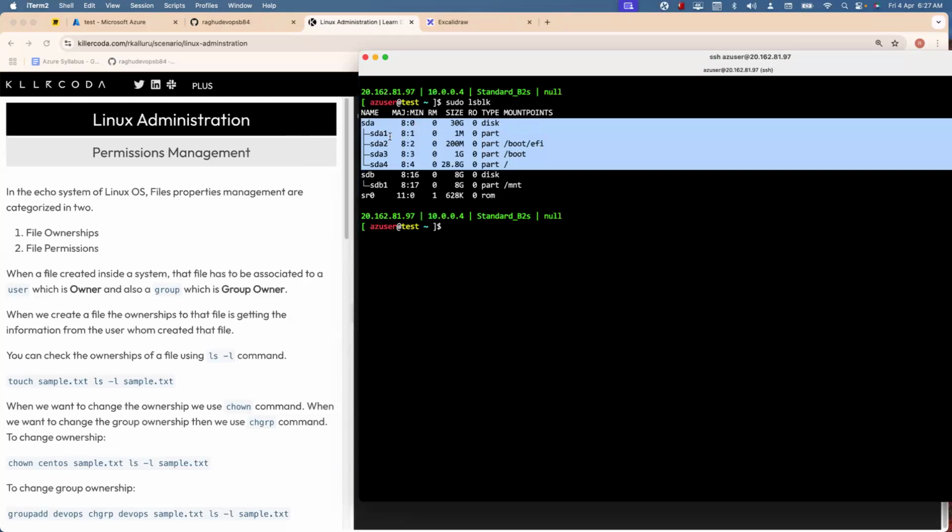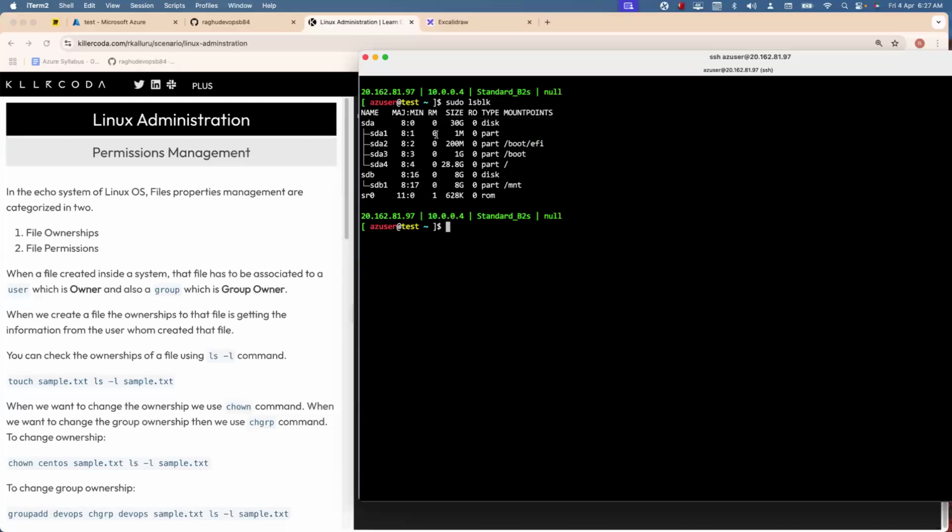Out of this, you'll have some understanding, but the major thing I'm talking about is that you can look at the size here. What is the size of your hard disk? There are a couple of other commands for disk information, but mostly lsblk is a good one to start with.